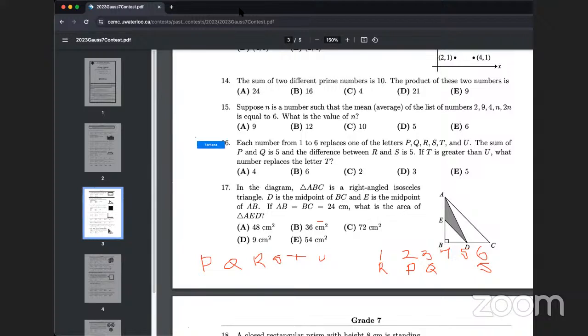Okay. So then if T is greater than U, what replaces the letter T? So then we have two numbers left, right? 4 and 5. We already know what number is bigger, 5, right? So if T is greater than U, then that means T would have to be 5, then U would have to be 4. So the number that replaces the letter T is 5.